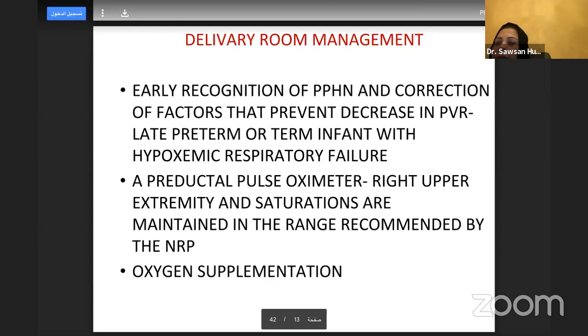So the most important thing is the delivery room management. You have to recognize persistent pulmonary hypertension early and correct the factors that prevent a decrease in pulmonary vascular resistance. Late preterm or term infant with hypoxic respiratory failure: if the baby has hypoxia at birth, he will be more liable to have persistent pulmonary hypertension. Use a pre-ductal pulse oximeter at the right upper extremity and maintain saturations in the range recommended by the NRP, the Neonatal Resuscitation Program. So you need to adequately maintain the oxygen saturation for the baby according to his age in the delivery room. And if you need, you will give optimal oxygen supplementation.